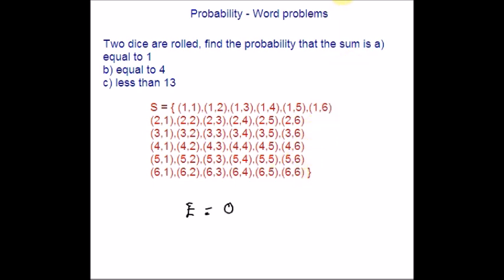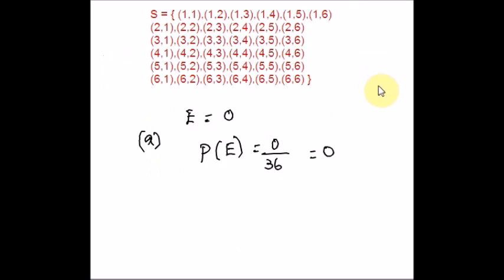So the probability of the event E is 0 out of 36. 0 out of any number, term or expression will be equal to 0 only. That's it for part A. Hope you're clear with this part. Now let us move on to the second part.